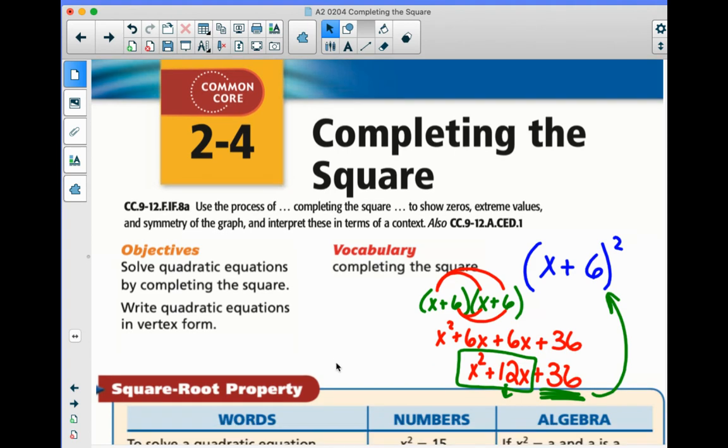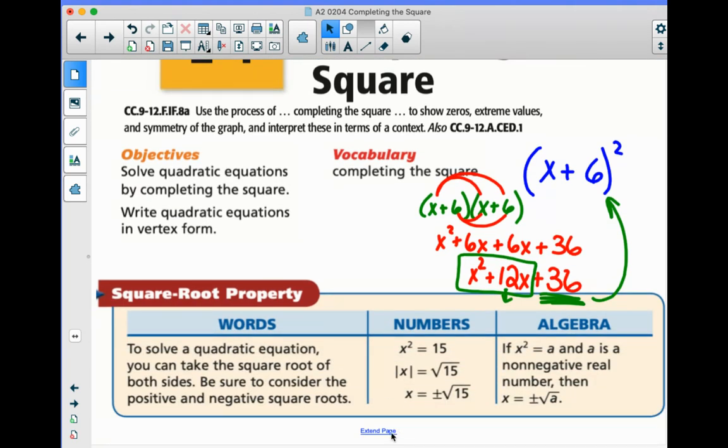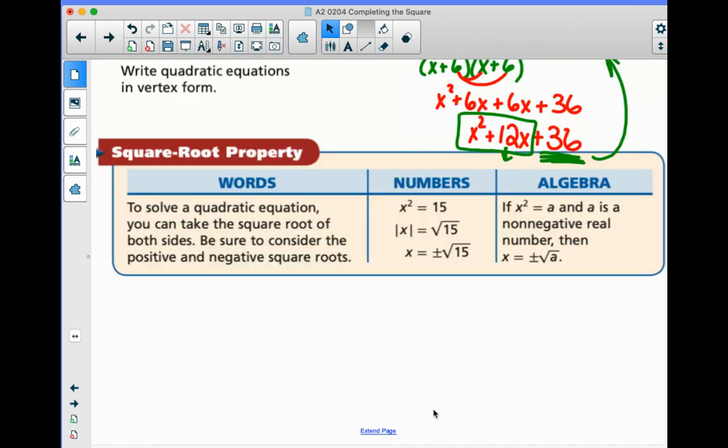Don't forget that all positive numbers have 2 square roots. So like the square root of 64 could be 8, or it could be negative 8. So we have to also know that for this section.